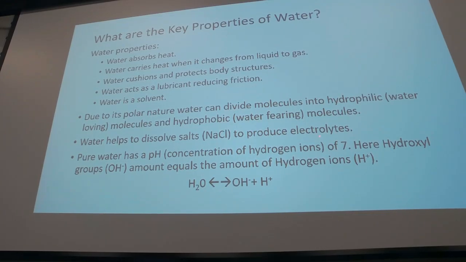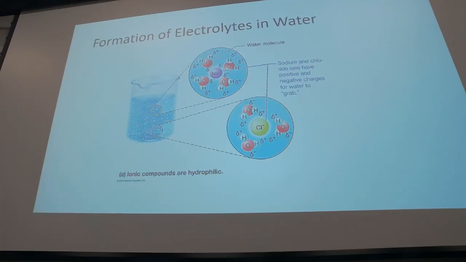And then pure water has a pH of 7, and in this case you have an equal amount of hydroxyl groups, or OH minus, and hydrogen ions, which will be H plus. So this is basically how water is formed when you add hydroxyl groups and hydrogen ions. So then ionic compounds, or the ones that can donate electrons or accept electrons, are hydrophilic.